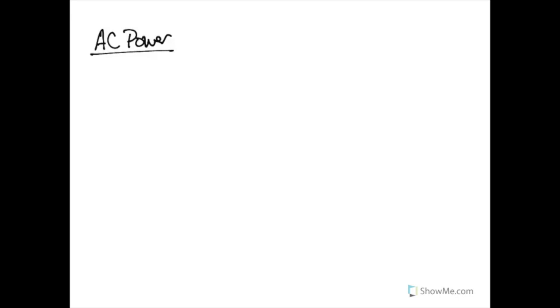For our next series of topics, what we're going to deal with is a concept called AC power. And in AC power, what we're going to be looking at is the relationship between voltage and current in a particular AC circuit. And as a starter example, let's look at this particular resistor here.